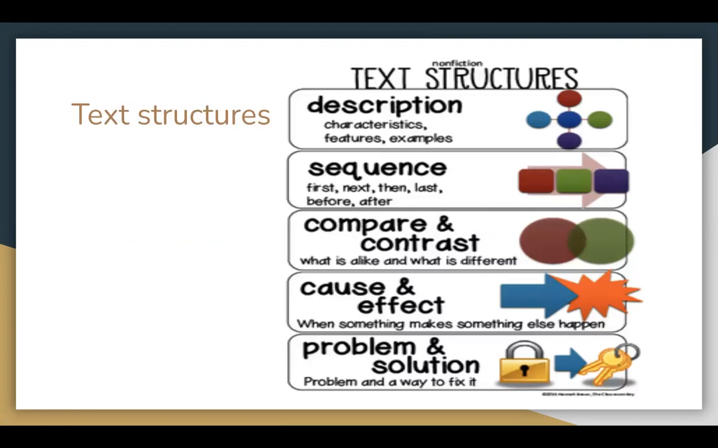Some types of text structures are description, when you're taking the main idea of the article and you're supporting it with other key details. Sequence, also like chronological order, so it's a first, next, then last. Compare and contrast, you're taking two ideas and you're seeing how they are alike and different. Cause and effect, when something makes something else happen, or as we looked at, how A affects B. And then finally, problem and solution. There's a problem, and then you have to find a way to fix it.